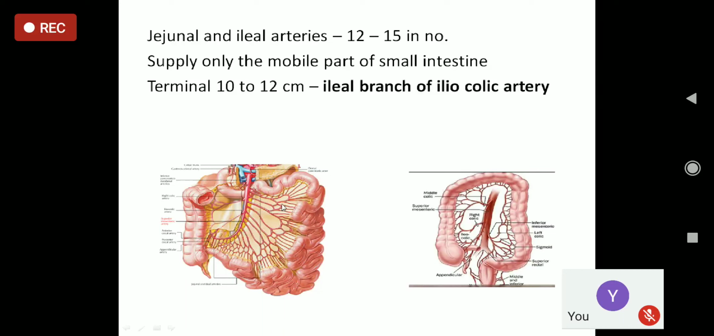So in case of jejunum, the arterial arcades are only one or two, but in case of ileum, there are three or more. Okay. And from the arcade, straight vessels arise. They are known as the vasa recta. Now, the jejunal vasa recta is 4 cm long, whereas the ileal vasa recta is only 1.25 centimeter long. And another important part is that the terminal 10 to 12 centimeter of the ileum is supplied by the ileal branch of the ileocolic artery.